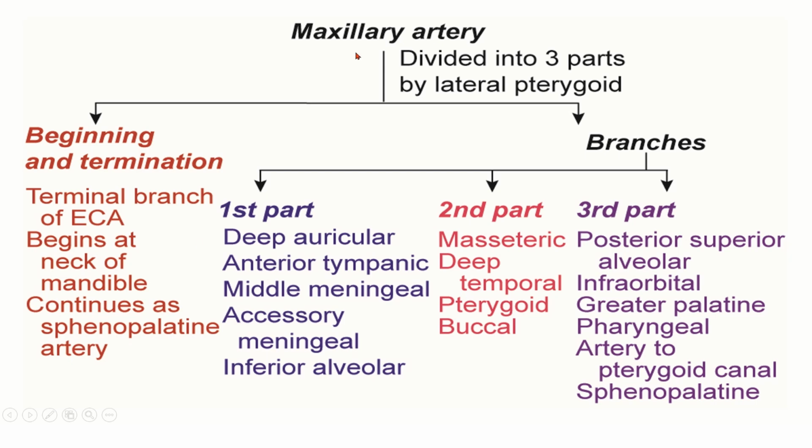Same thing, the beginning and termination: it is the terminal branch of the external carotid artery. So the maxillary artery begins as a terminal branch of the external carotid artery at the neck of the mandible, and continues as the sphenopalatine artery. It is divided into 3 parts by the lateral pterygoid muscle.